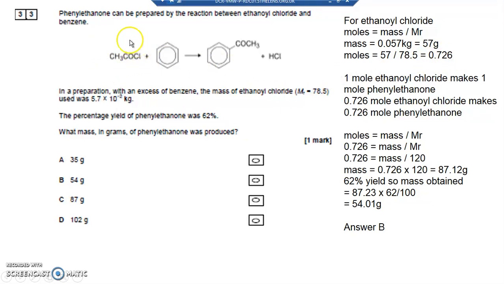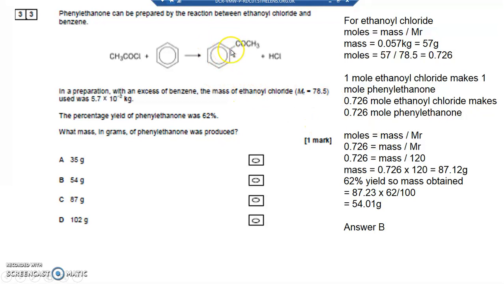I've got 0.726 moles of ethanoyl chloride. That will react with 0.726 moles of benzene and make 0.726 moles of phenylethanone and 0.726 moles of hydrogen chloride. But it's the phenylethanone that I want to concern myself with. So I've got the number of moles of this, and let's say that we've got 62% of it. Let's do the grams first, so let's turn it into grams first. The number of moles is 0.726 moles of phenylethanone.